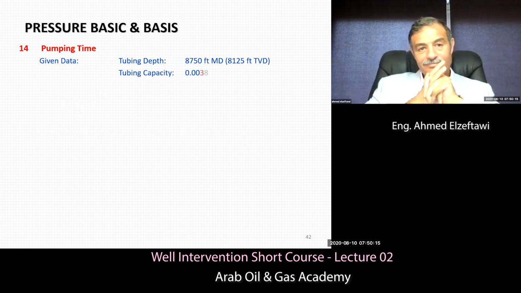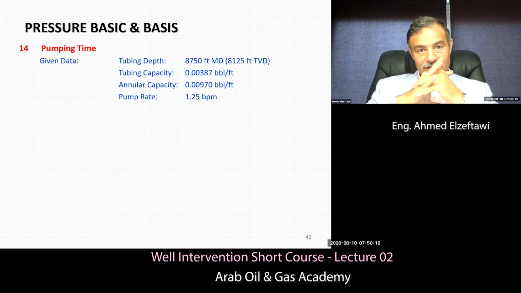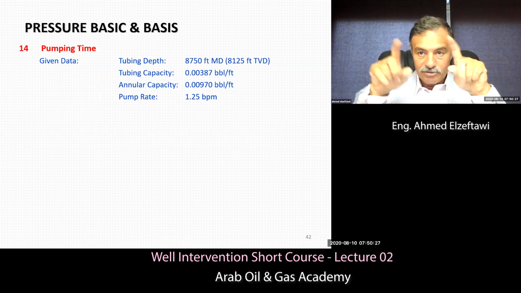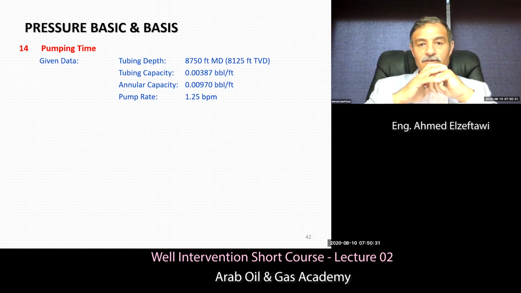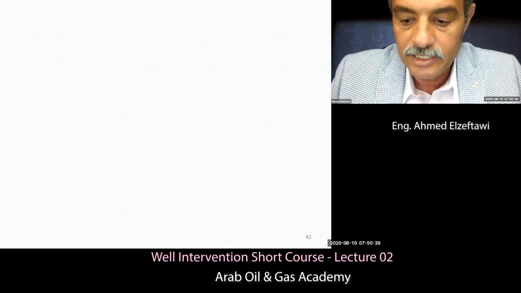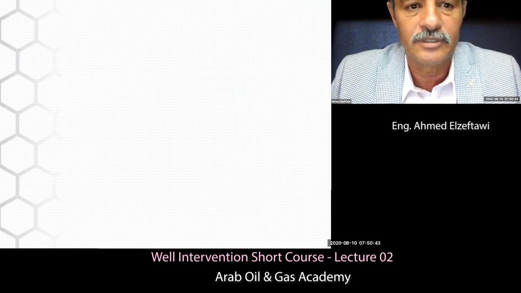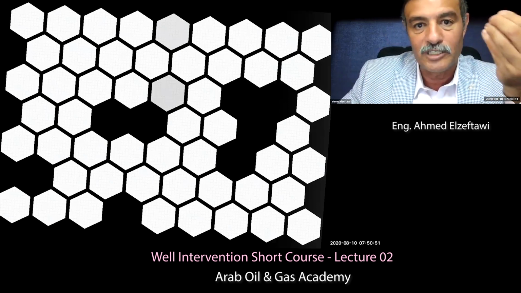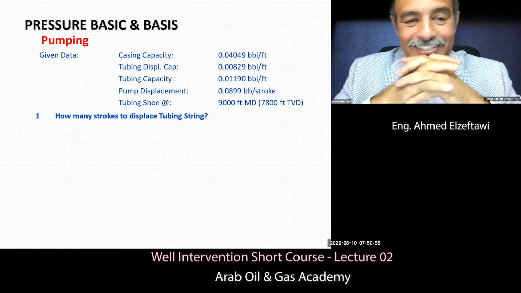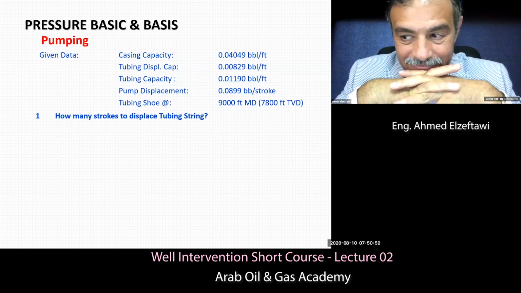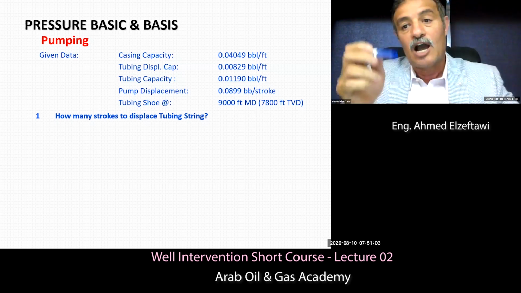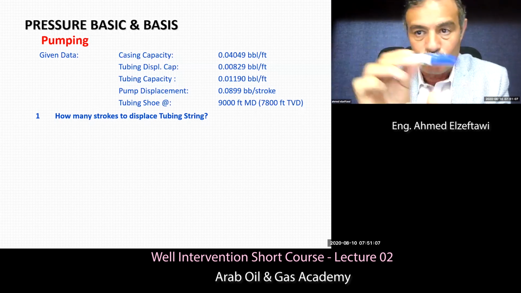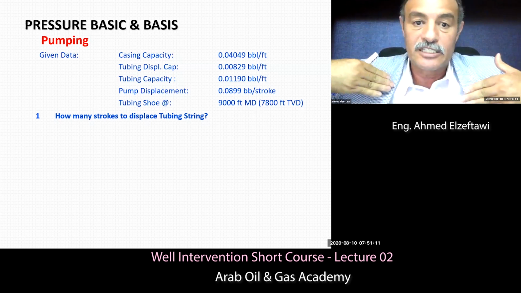Now let's go for the calculation of volume, which is another example. Here we have also the tubing depth, measured depths, and TVD. We have the tubing capacity, barrel per foot. We have the annular. We didn't finish our previous example. Now we have the difference. We know the difference between tubing displacement capacity and the tubing capacity. Let us see the requirement of the question. How many strokes to displace tubing string? We need to know how many strokes we have to do, with this piston, till we are able to displace the tubing string?